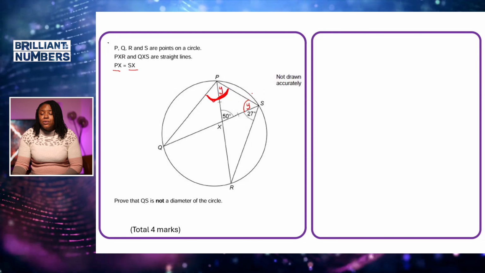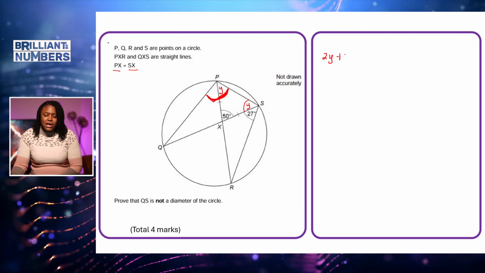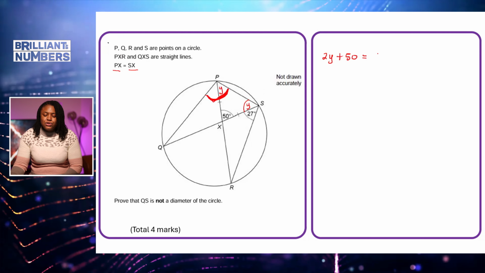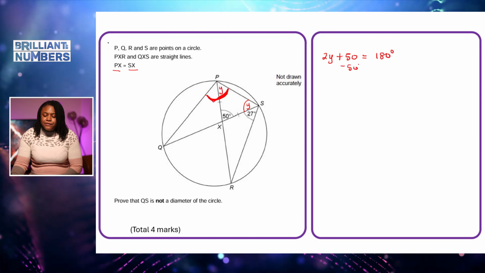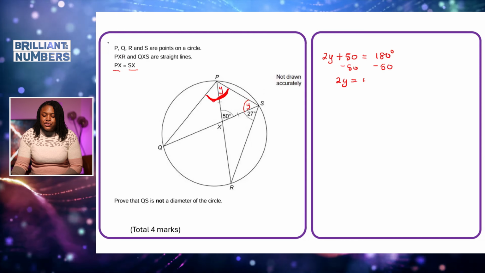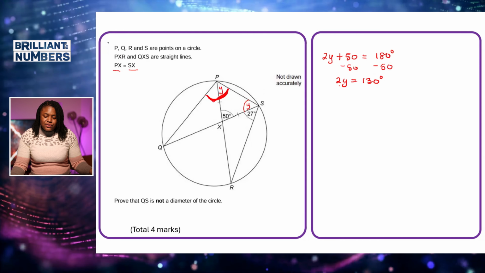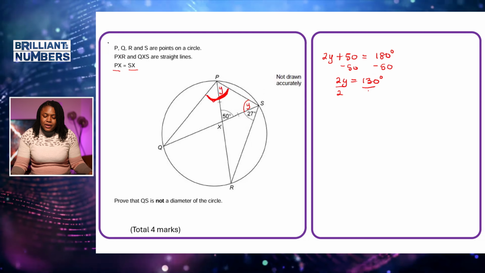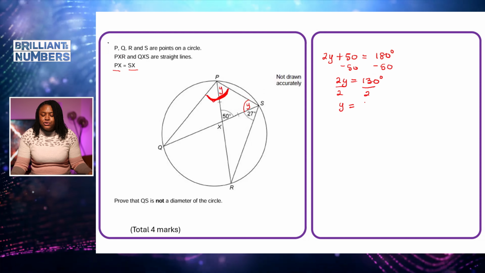So I can find out what y is by 2y plus 50 should be equal to 180 degrees. If I subtract 50 from both sides, I get that 2y is equal to 130 degrees. Then all I need to do is to divide by 2 here. So y then is equal to 130 divided by 2.